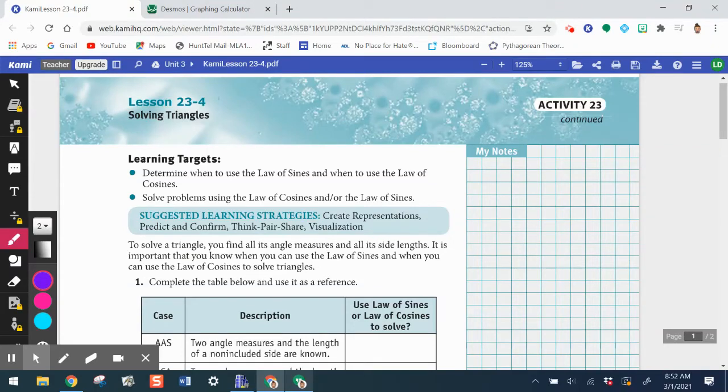And welcome to the final lesson of Activity 23. We are on none other than Lesson 23-4, and it simply says solving triangles.